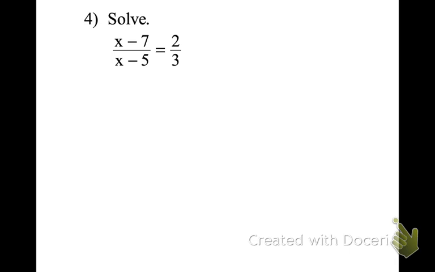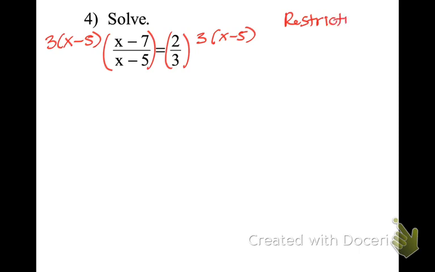Another method, when I get fraction equals fraction, is to clear the denominator. What is the least common denominator? It's not 3x. It's 3 times the quantity of x minus 5. Don't multiply it out. I can clear it. By the way, what's my restriction? X cannot equal 5.